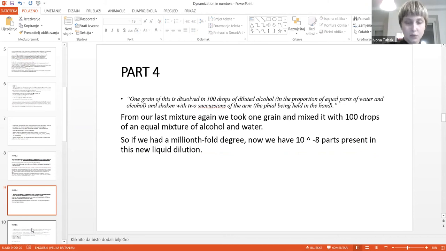In the fourth part, he takes one grain of this again and dissolves it in 100 drops of diluted alcohol. Because again, we're diluting it again. So one grain with 100 drops, again, it's 100 times more diluted. Whereas before it was a millionfold potency, 10 to the exponent of minus six, now, when we want to know how much arsenic this mixture has, it actually has 10 to the minus eight exponent because we've diluted it even further.